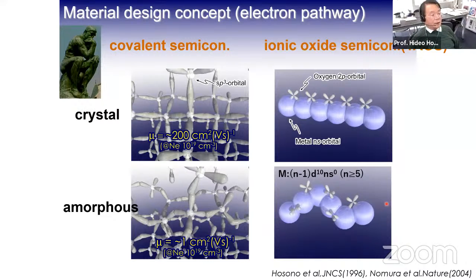Oxide material is basically ionic bonding, so we focus on the n-type semiconductors. This is the comparison between the covalent type semiconductor and the ionic oxide semiconductors. At the bottom of the conduction band in the covalent system, this is silicon, and the anti-bonding of the sp3 orbitals of silicon controls the bottom of the conduction band. So this is the sp3 orbital, and the bond is highly anisotropic. In the crystalline state, this bonding is almost perfect. The overlap is optimized. That's why mobility is pretty good.